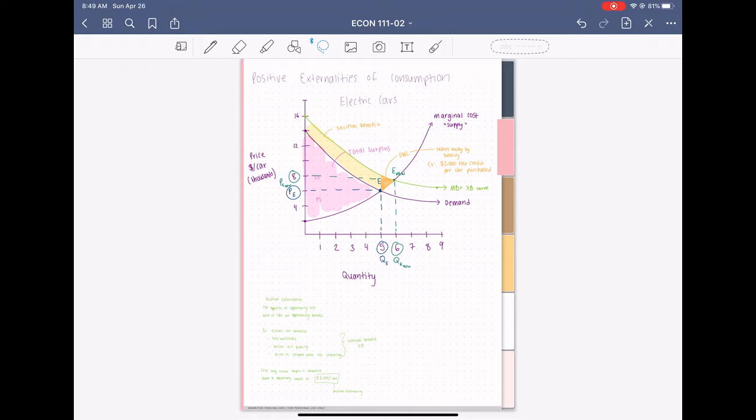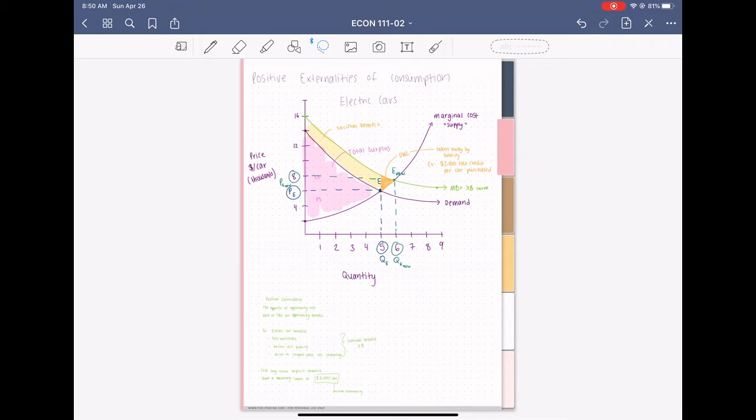So, originally, you have your supply curve, that's this marginal cost of supply, and your demand curve. Now, due to these, you'll have your quantity of equilibrium and your price of equilibrium. In this case, that's at quantity 5 and at price 6.